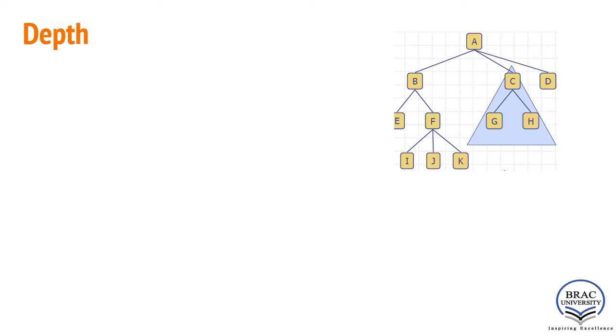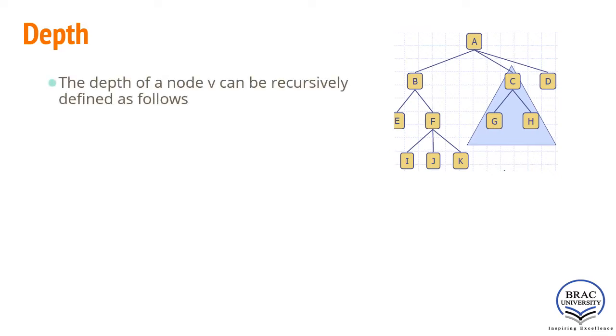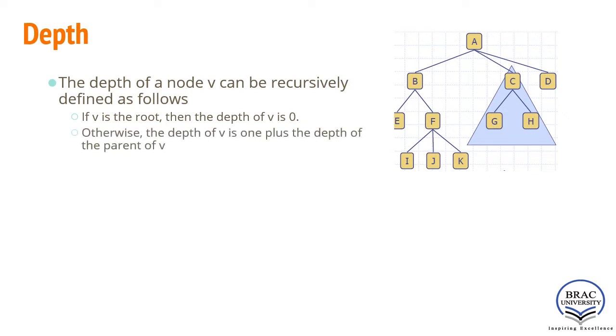The depth of a node V can be recursively defined as follows. If V is the root node, then the depth of V is 0. Otherwise, the depth of V is 1 plus the depth of the parent of V. And according to the definition of depth, I have already mentioned in my previous lecture. So what is the value and how to calculate the depth of any node?